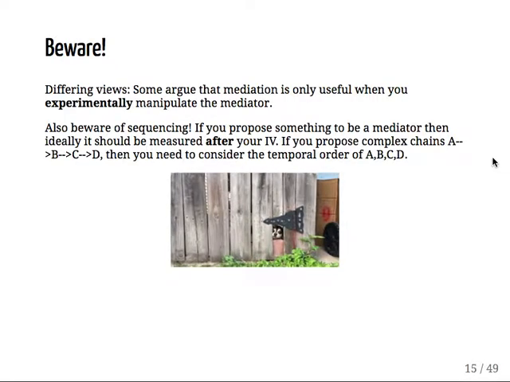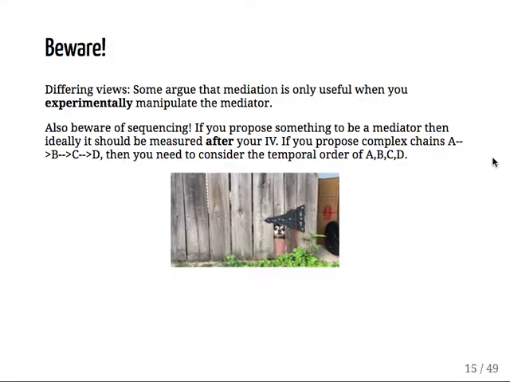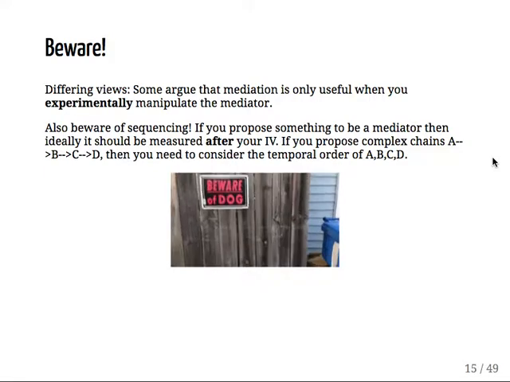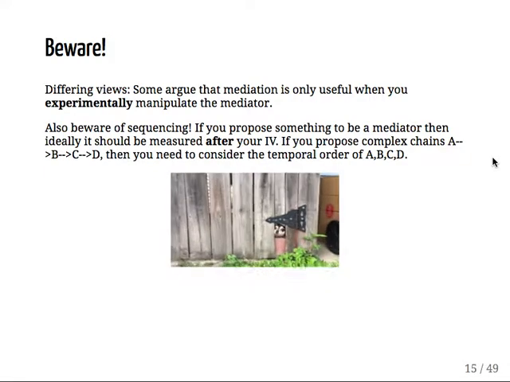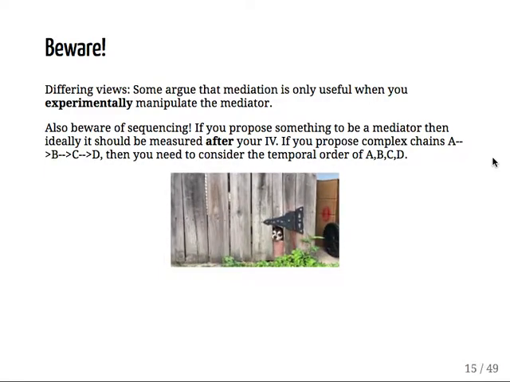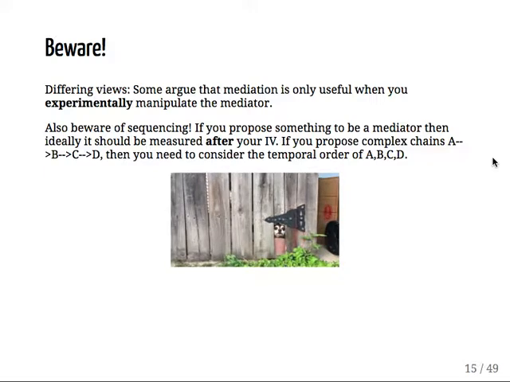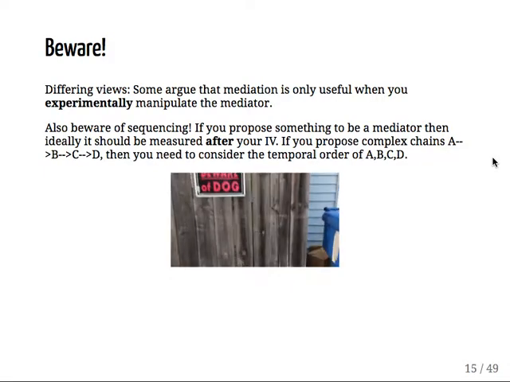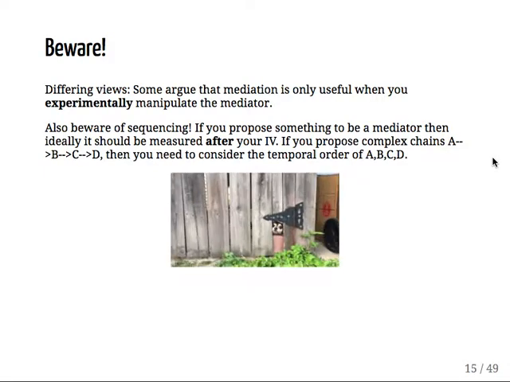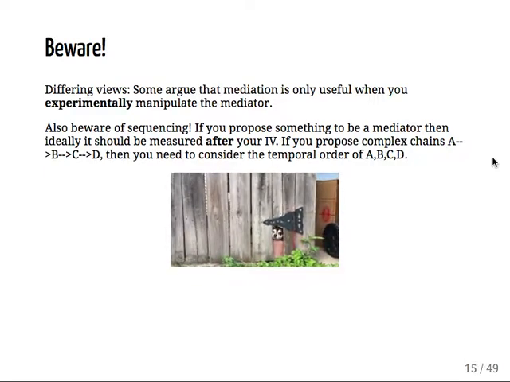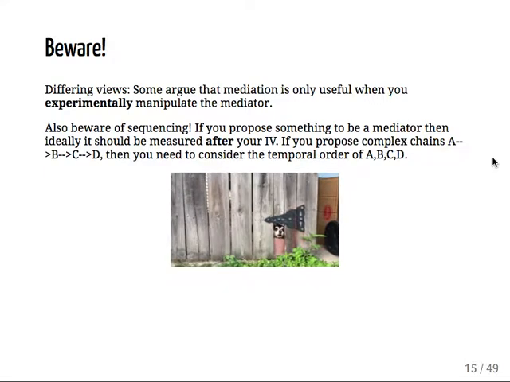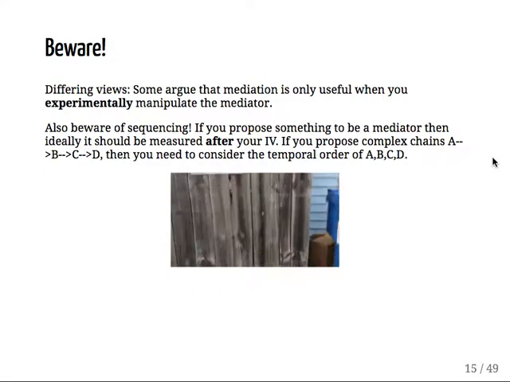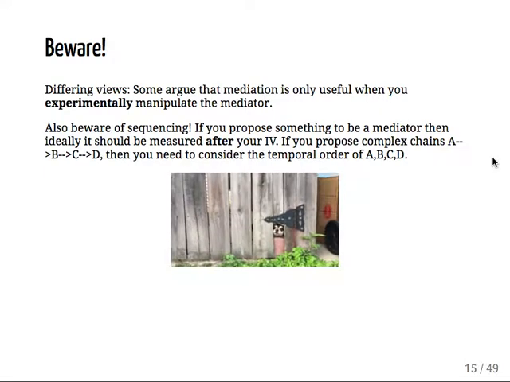So back to mediation. Again, I'll highlight there are differing views. Some argue that mediation is only ever useful when you experimentally manipulate the mediator. And you also have to be aware of the sequencing. If you propose something to be a mediator, then ideally it should be measured after your IV. I'm not sure if that was the same in your questionnaire, but it seems illogical to have a mediator measured before you measured your independent variable. So hopefully the logical order in your questionnaire will be first the independent variable, then the mediator, then the dependent variable.